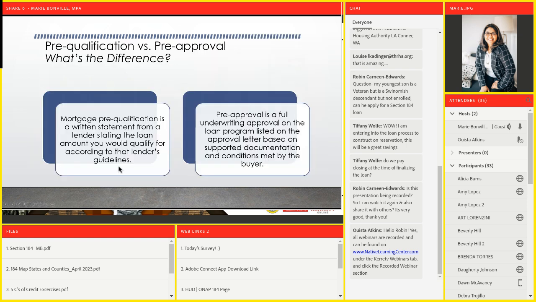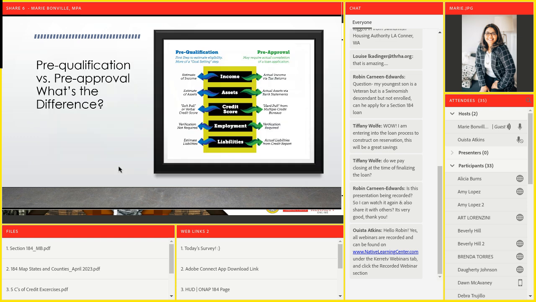Moving on from documentation, we have to talk about pre-qualification versus pre-approval. What's the difference? I've got the words here, but I'm a visual person, so I'm going to go with the Cliff Notes. Pre-qualification is an estimate of your income, an estimate of your assets. They might do a soft pull, which means it's not going to affect your credit in the way that pulling your actual credit score would. Verification is not required of employment.